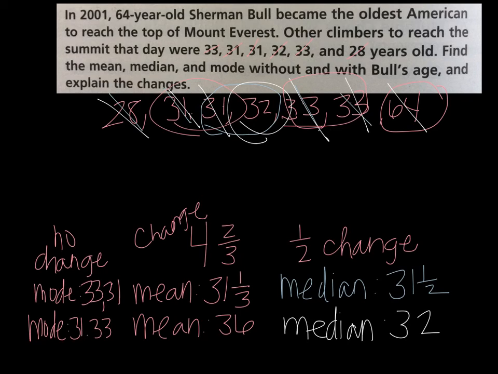So we need to remember, if we're having outliers, we need to be careful about using the average because it's going to skew our data at the end.